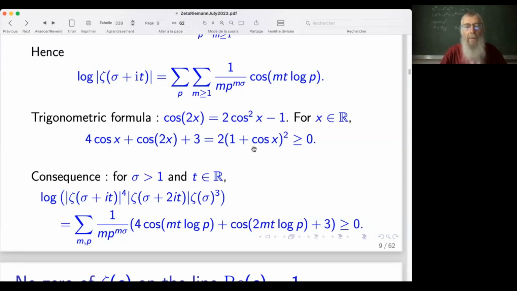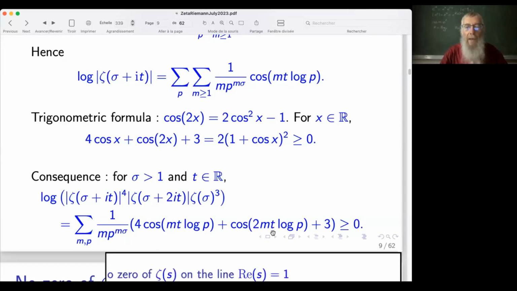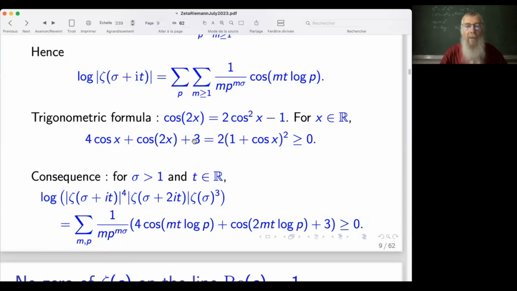It's twice a square. Therefore, if you look at this formula for the cosine of mt log p, what you get is the following. You take this formula for sigma plus it, for sigma plus 2it, and for sigma, that is, zeta of sigma. So you first take this formula with the cosine of mt log p. Here you have the cosine of 2 mt log p, and then you have plus 3. So this sum is positive because it's a sum of positive numbers. And this is the logarithm of this modulus.